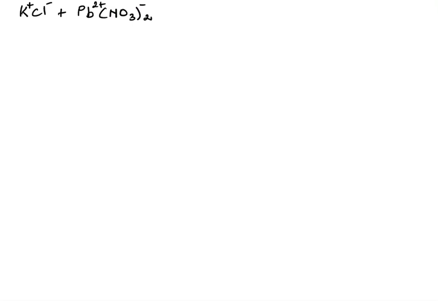So now we have to combine the cation from the first reactant with the anion of the second to get the first product. So let us do that. The cation from the first reactant, K, and the anion of the second, NO3, gives KNO3. So that's the first product.